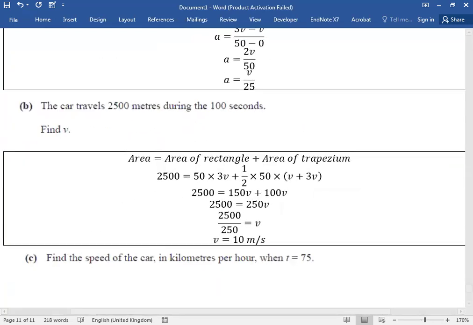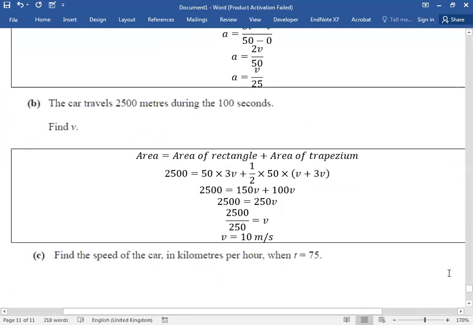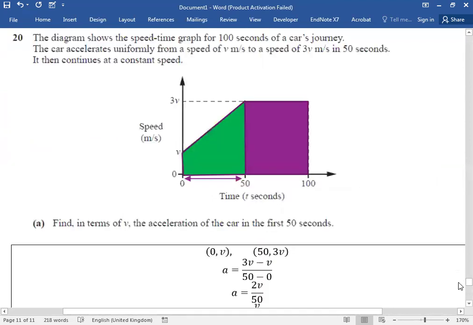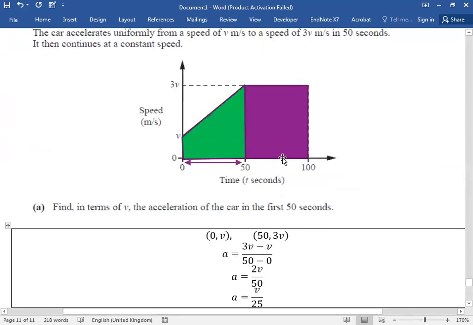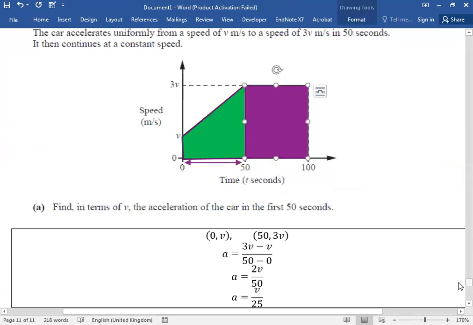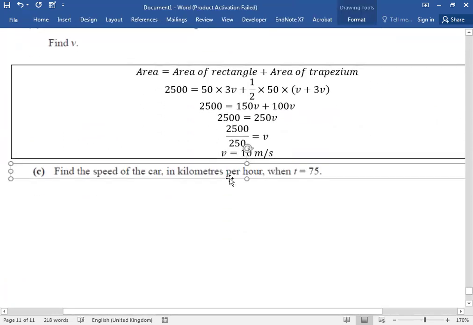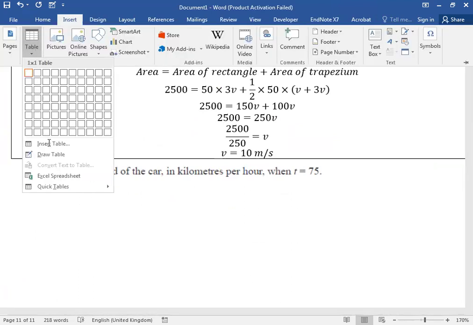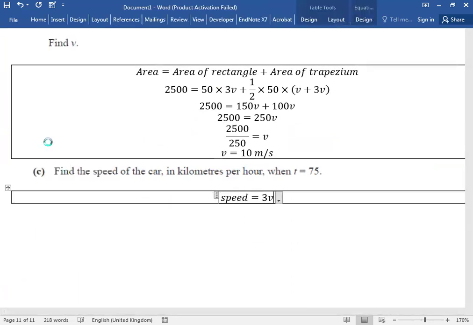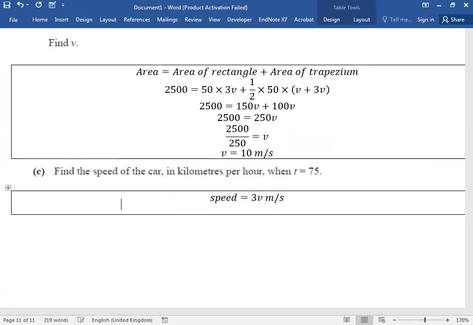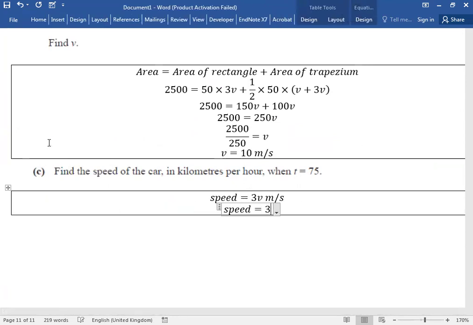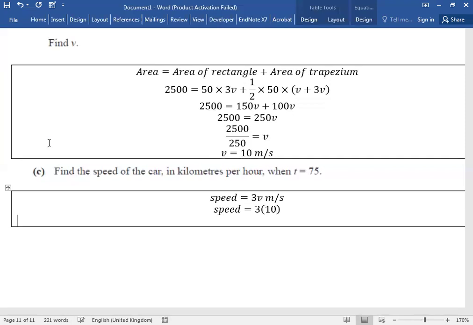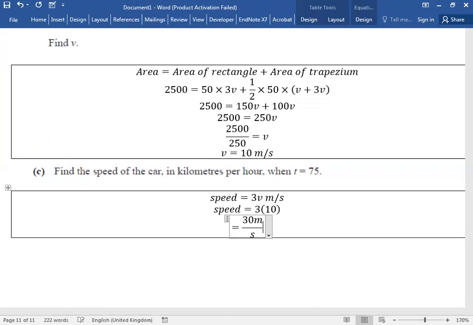Find the speed of the car in kilometers per hour when t is 75. 75 पे स्पीड कितनी थी? 3v थी मीटर्स पर सेकंड में. So speed was 3v meters per second. 3 into v किया हमने 10. Speed is 30 meters per second.